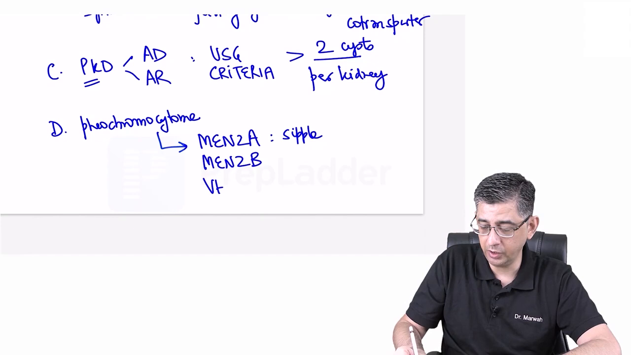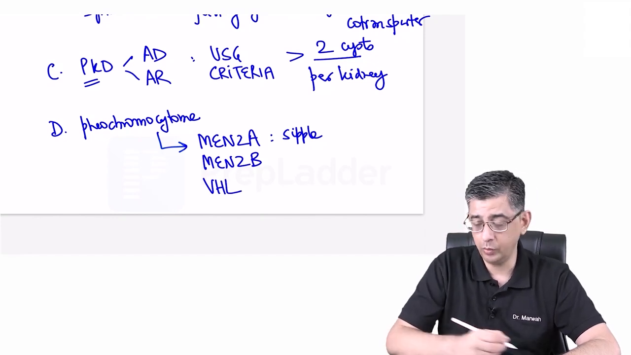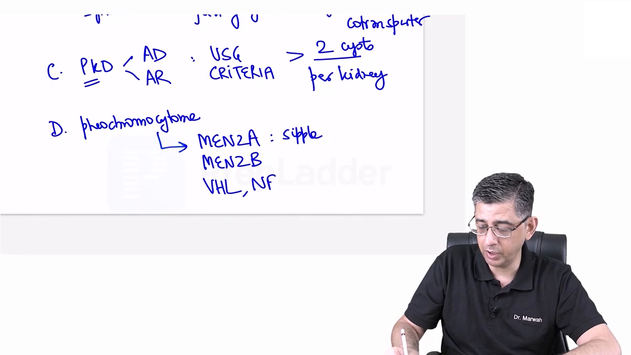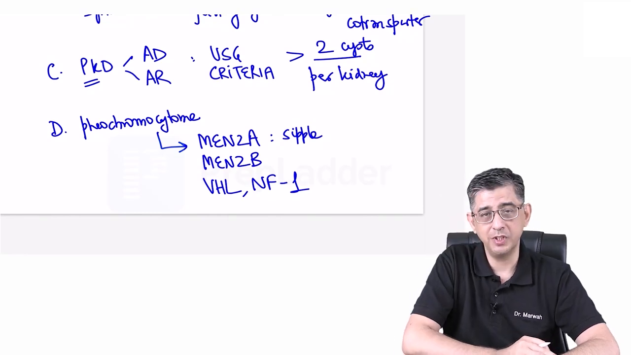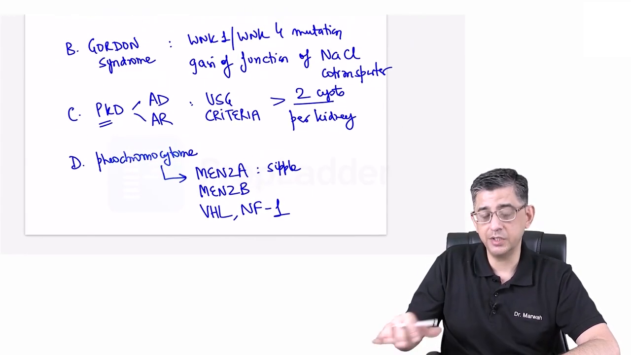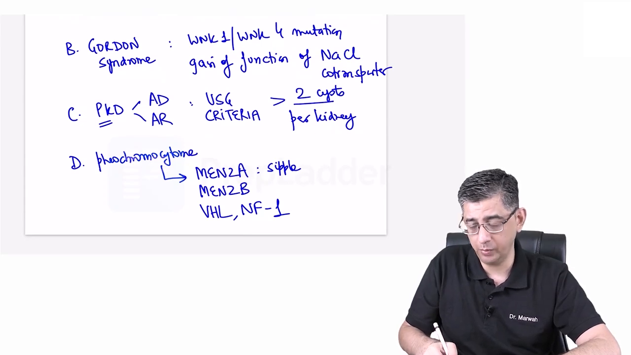The details are present in the relevant section. Pheochromocytoma can be genetically associated with von Hippel-Lindau syndrome and can also be associated with neurofibromatosis. So it's mainly for the associations that I've spoken about pheochromocytoma again.